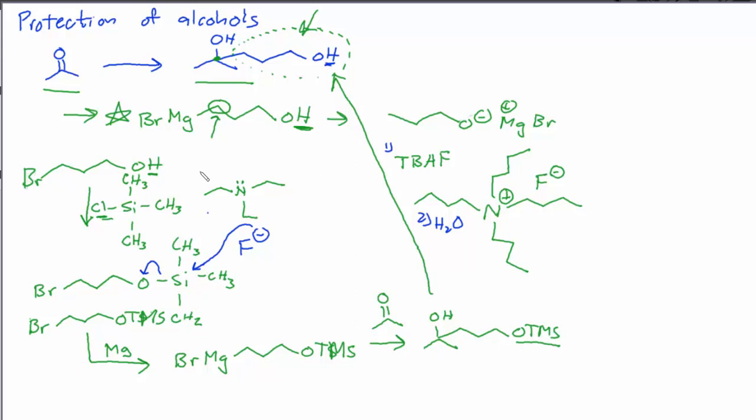So if we want to perform a Grignard reaction, maybe on an aldehyde or ketone, in the presence of an alcohol, we need to protect it first using this technique with TMS chloride and then deprotection with TBAF at the end of the reaction to basically regenerate the OH group.